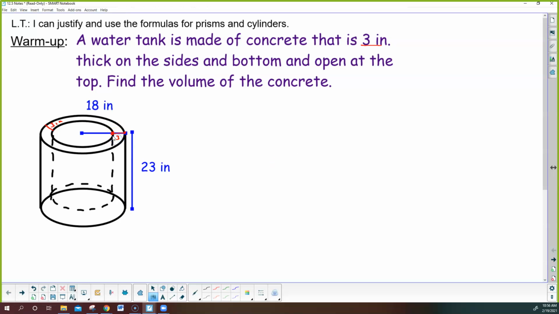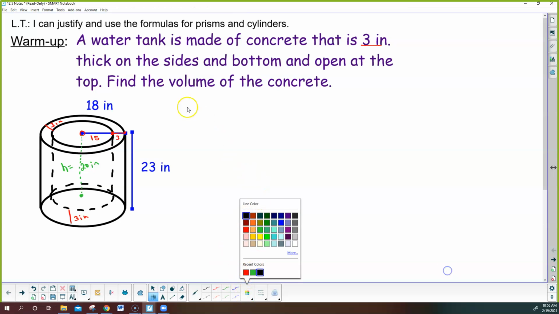If this is 3 inches and the entire radius of the big outer shape is 18, then I know the inside radius is 15. Likewise, if the big height is 23, and I know this drawing isn't perfect, but this thickness down here is 3 inches. So then the height of the inner cylinder is 20, because it's 3 inches less than the cylinder there.